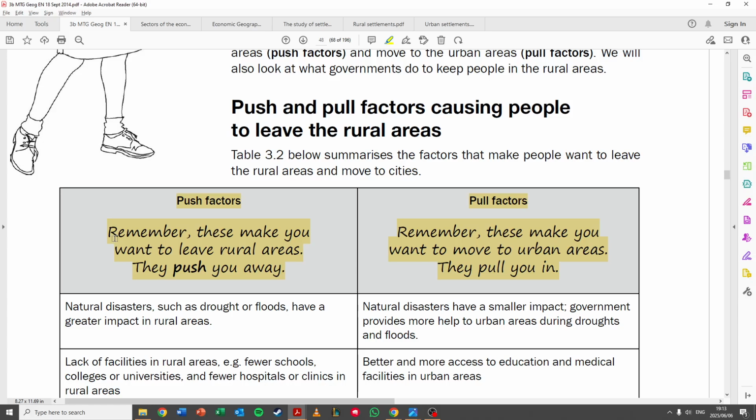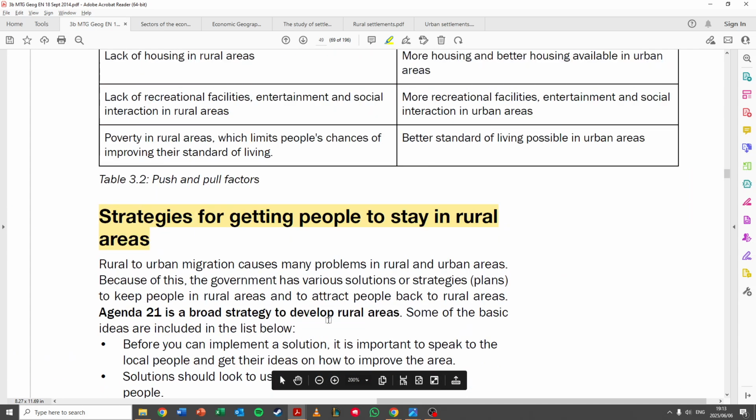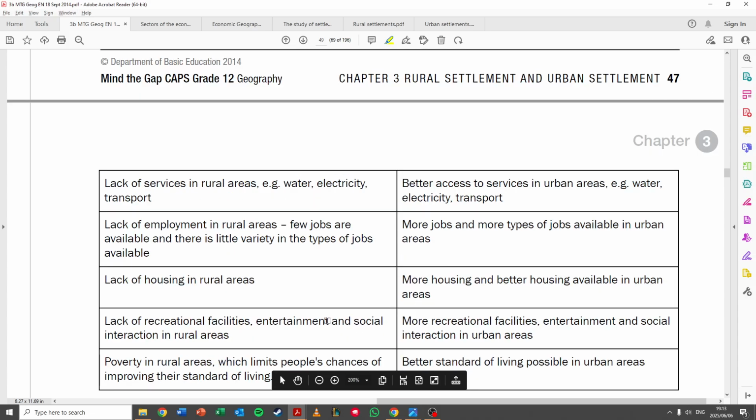Pull factors, on the other hand, tend to be a lot more positive. They tend to pull you in because they want you to move to urban areas. These are going to include better jobs or more jobs, better healthcare, better education, better facilities, better services delivered. So obviously that is going to make a massive difference. But it all depends on the question that they actually give you.